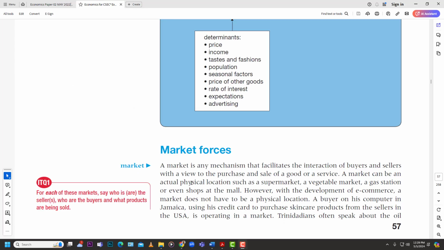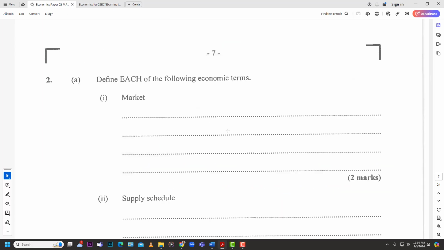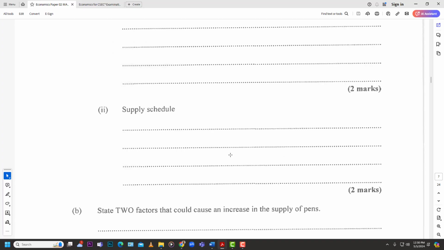If you want a textbook definition, a market is any mechanism that facilitates the interaction of buyers and sellers with a view to purchase and sale of goods or services. So those are definitions you can use for market. You can also use a definition where we're describing the buyers and sellers of a particular good. So a market would be the group of buyers and sellers of a particular good or service. So all those are definitions you can use for a market.